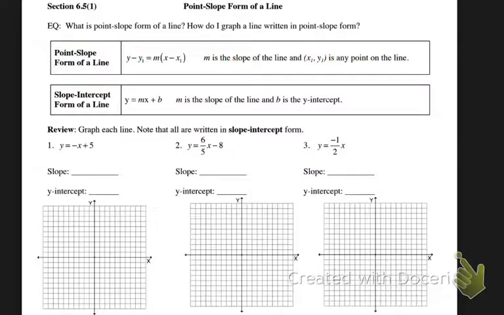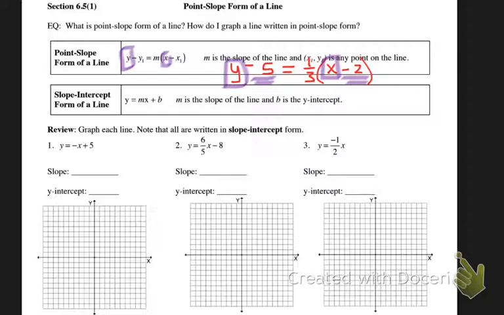So let me show you an example of something that would be in point slope form. It might be like this: y minus 5 equals 1/3 parentheses x minus 2. So notice this y stays y and this x stays x. It's the numbers after that that are going to come from the point. Okay, so we'll practice that in just a minute.